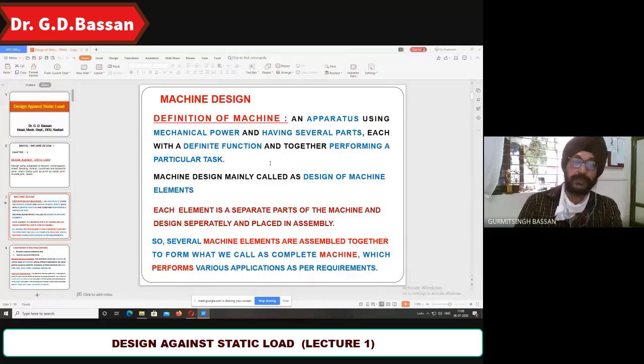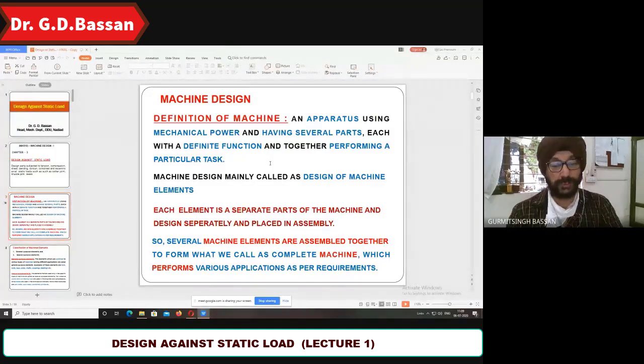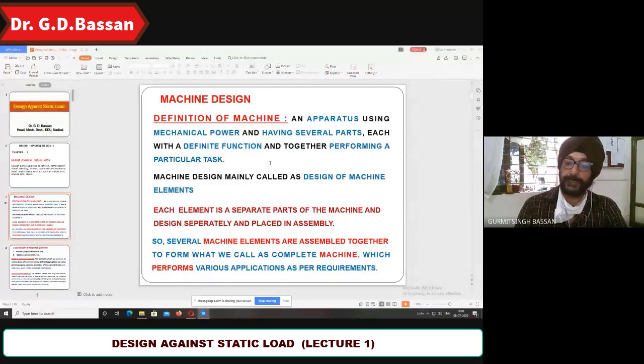Okay. Now each element is a separate part of the machine, and we have to design each separately and place it in the assembly. In general, several machine elements are assembled together to form what we call a complete machine, which performs various applications as per the requirement. Okay. So this is the broad idea about machine design. Now we go to our topic.